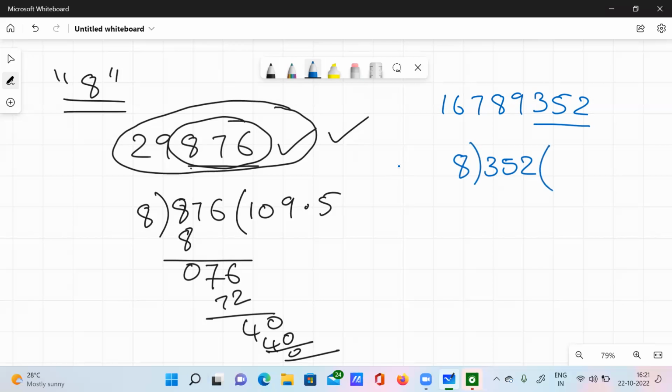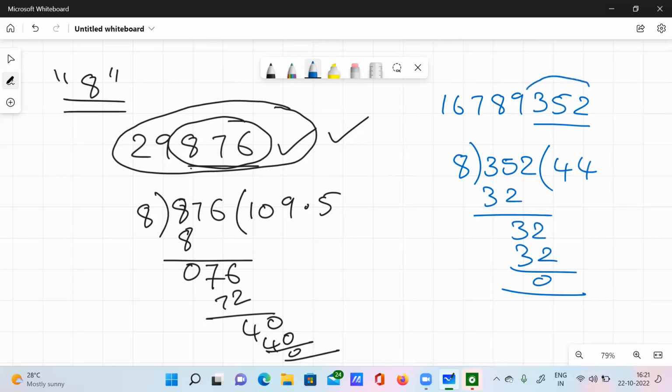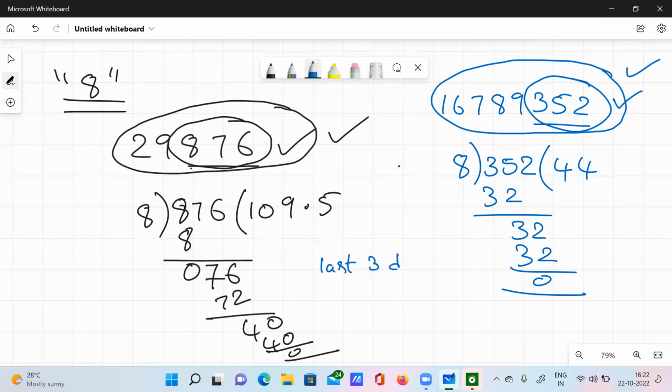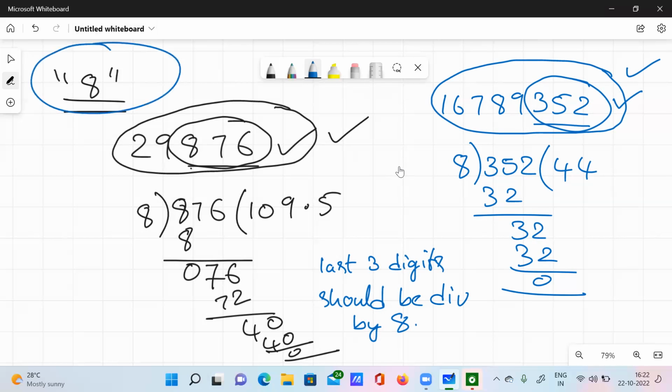So 8 fours are 32 here, right? So this particular 352 is actually getting divisible by 8. Hence you can confidently say that the entire number is also getting divisible by 8 here. So the condition is the last 3 digits should be divisible by 8. So this is the divisibility rule for the number 8, right?